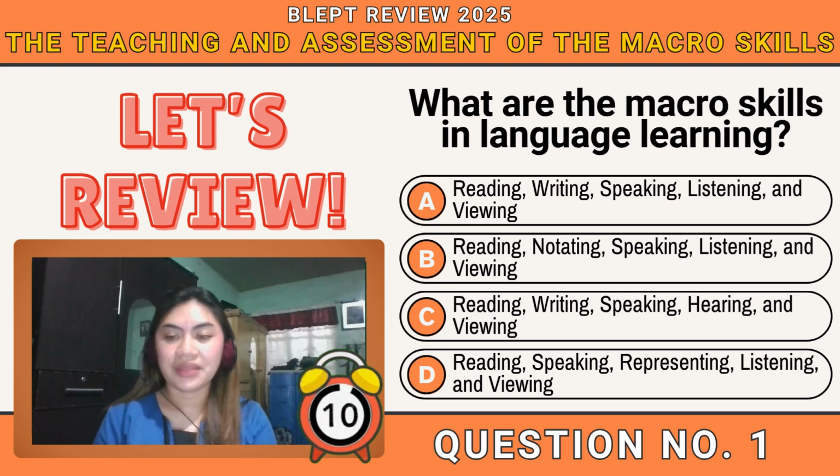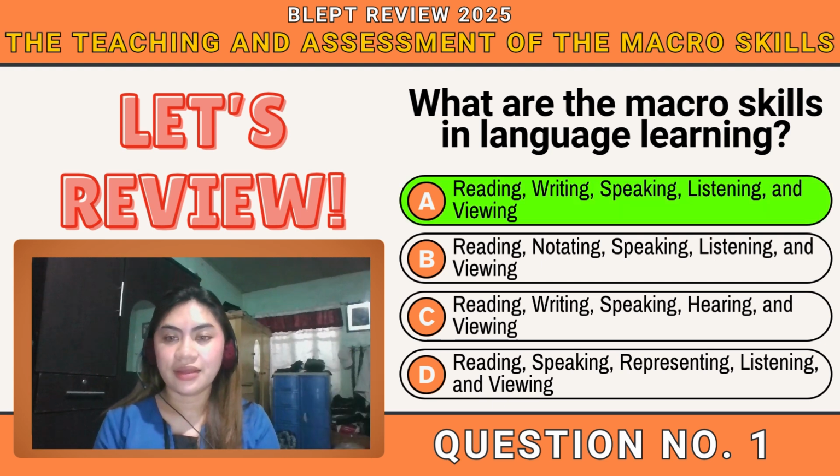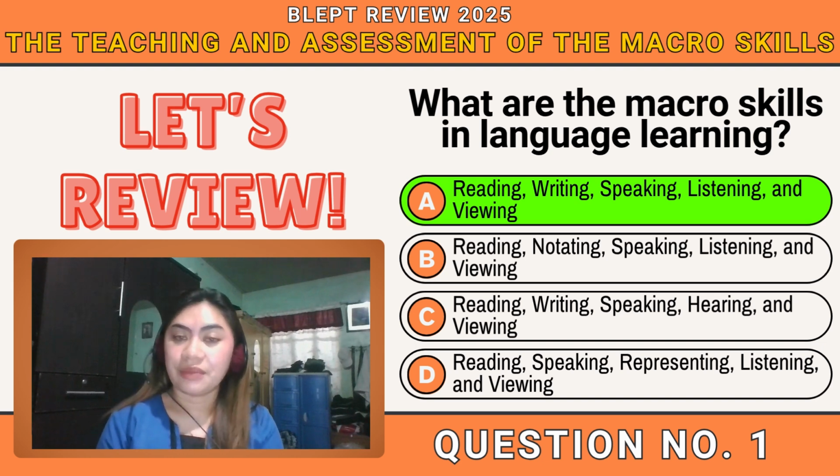Okay, your time is up, and the correct answer is A. Reading, writing, speaking, listening, and viewing. So basically, about 20 years ago, communication arts in English introduced the four macro skills: the speaking, reading, writing, and listening. However, with the breakthrough of technology and the fast changing landscape in communication, the fifth macro skill, both in English and Filipino subjects, which is viewing, has been developed.